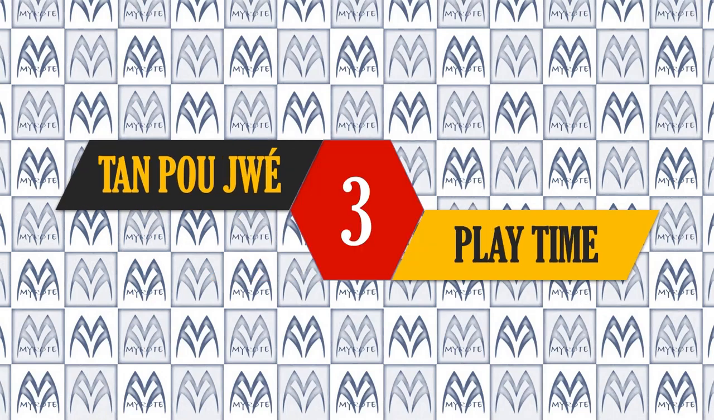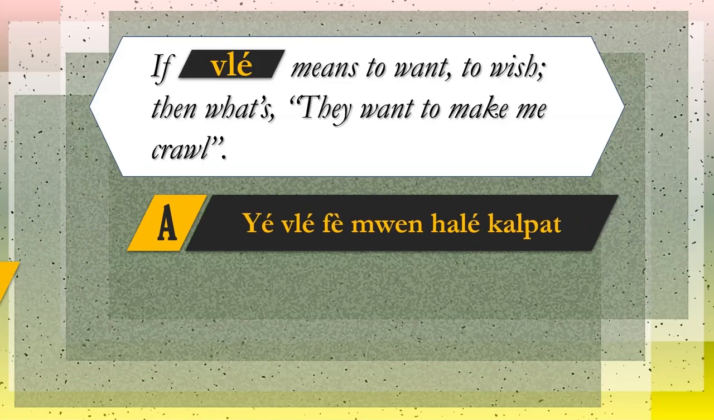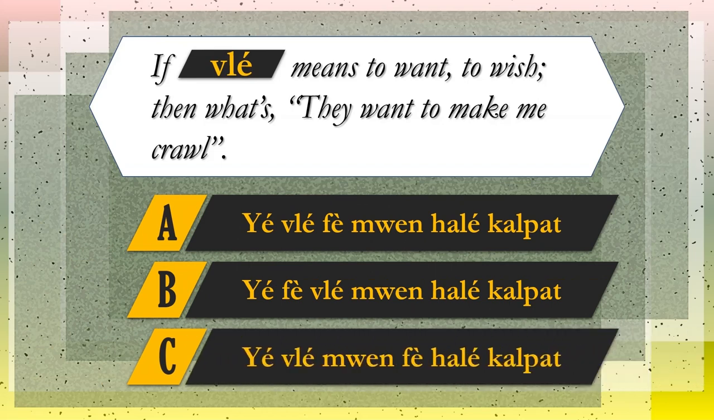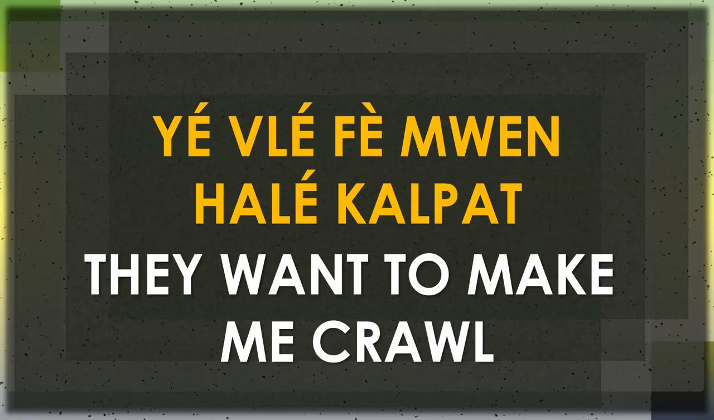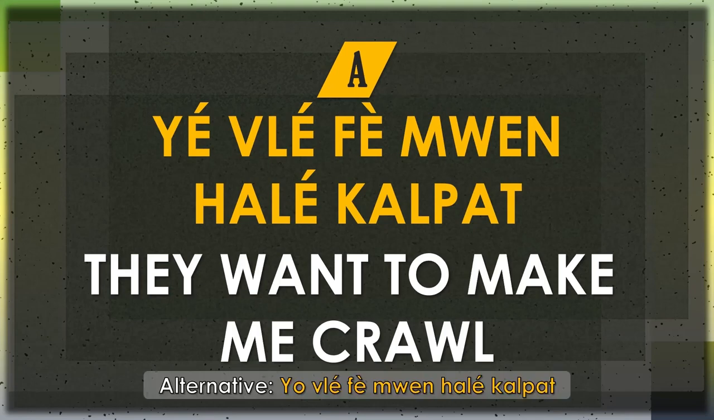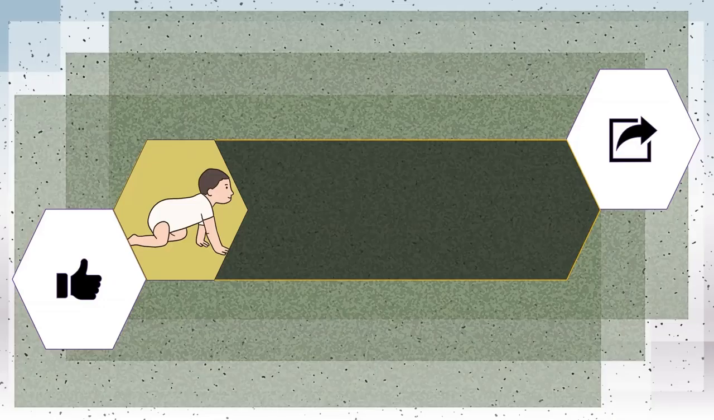Here is your third game. If vle means to want or to wish, then what's they want to make me crawl? Ye vle fe mwe halekalpat. Note that ye is used for they in Grenada. In the other islands, you will say yo. So yo vle fe mwe.